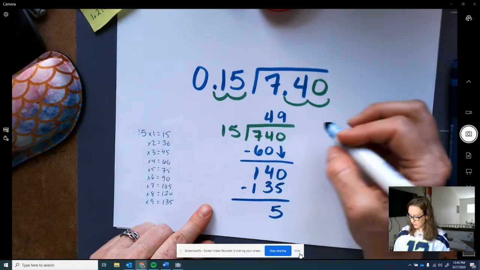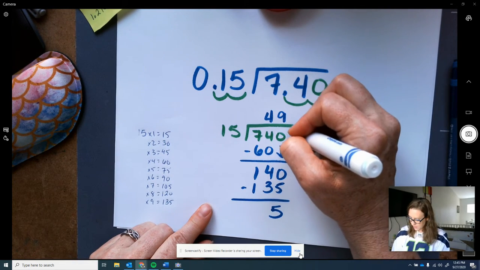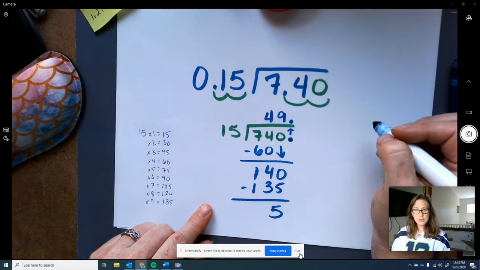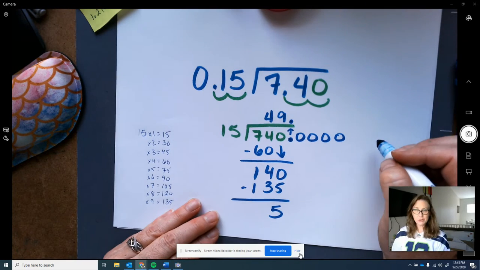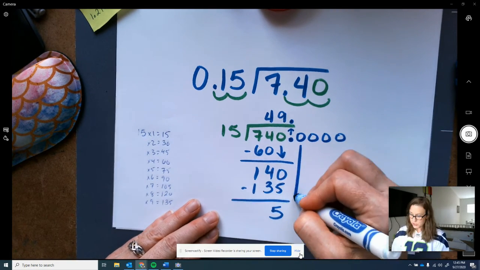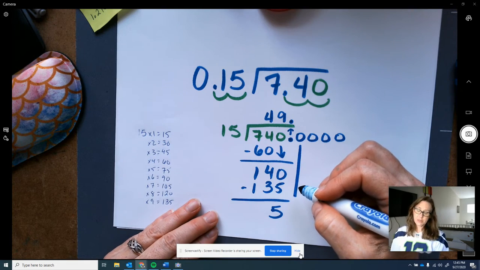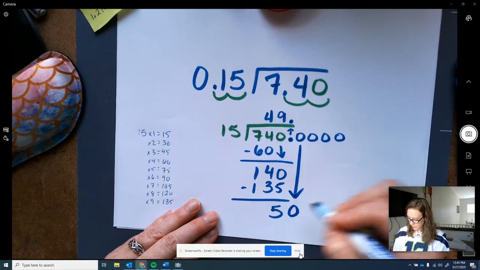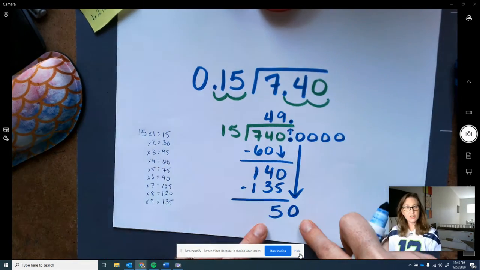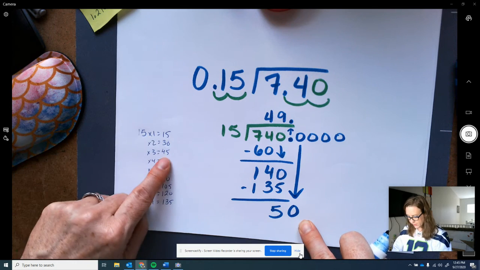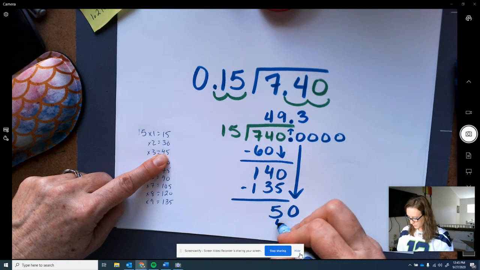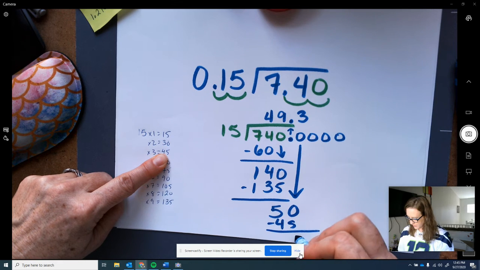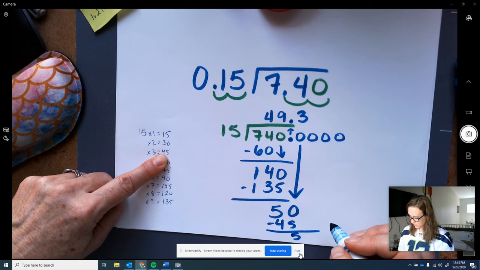This is where we put our decimal in. Our decimal goes straight up, and we can put as many zeros as we want until we're dead, which is not a fun way to spend your life, by the way. And we bring down our first 0. 15 goes into 50. Well, I've got all of them written down here, so I can just look. It goes in 3 times without going over. My goodness, I'm going to run out of space. And I've got 5 left over.